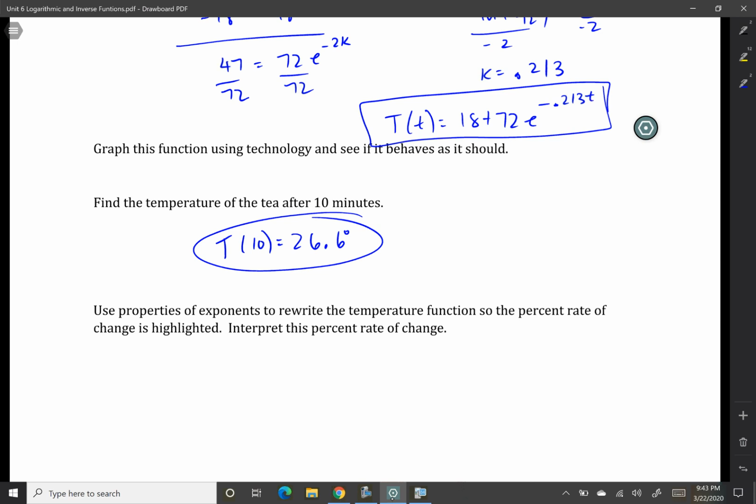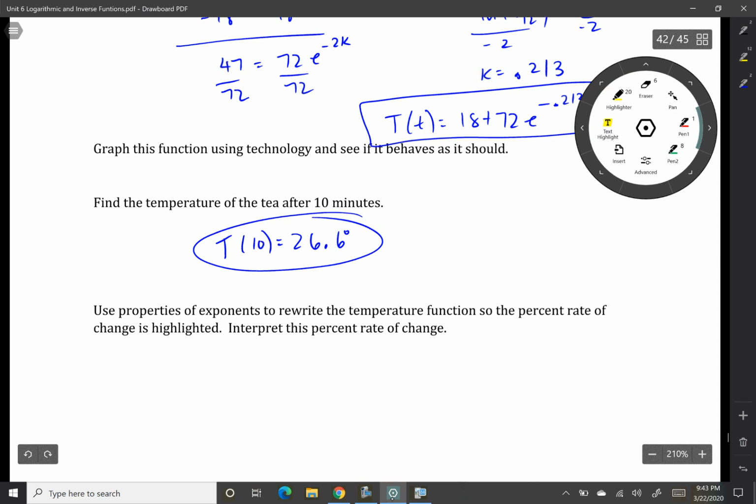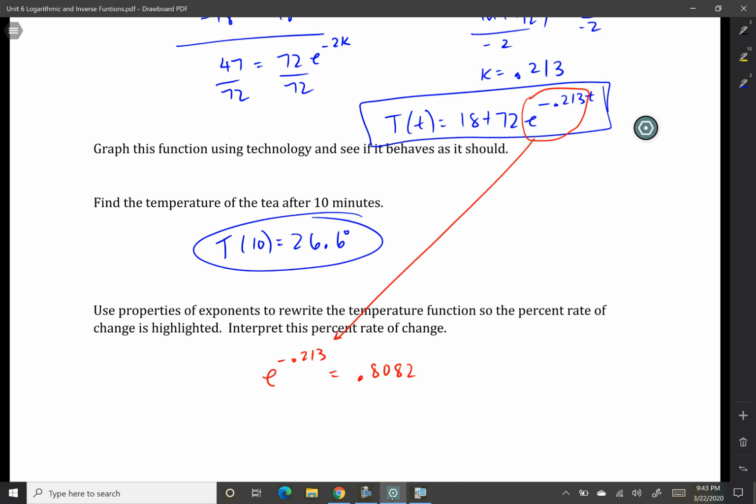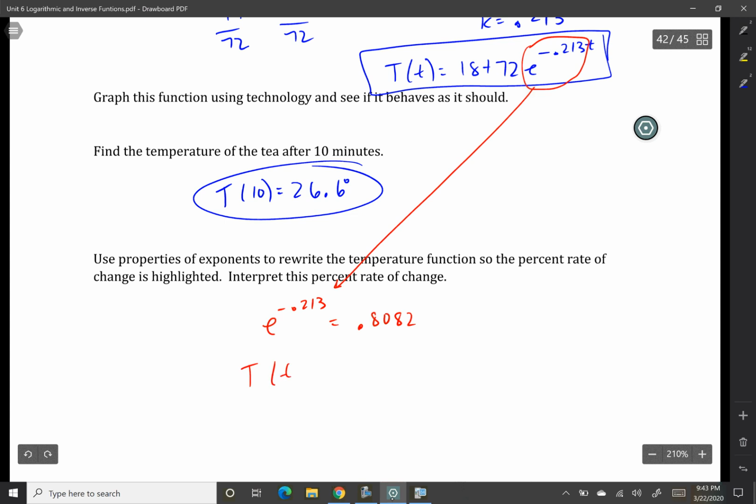So to do that, I want to figure out what this ratio is going to come out to be here. All right, what is this multiplier? What is this number I'm going to keep multiplying? Kind of like what we did last chapter. So if I do e to the negative 0.213 in my calculator, I get 0.8082. About 4 decimal places is fine. So that means I can rewrite this function completely. I could say T of t is equal to 18 plus 72 times 0.8082 to the t. So I'm highlighting the fact that it's a decay function by figuring out what that base number is going to be.